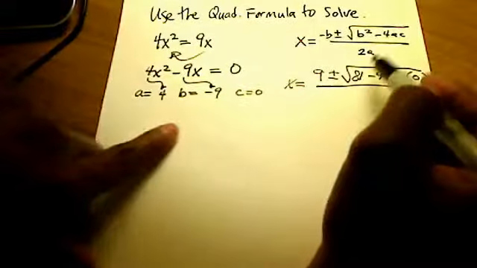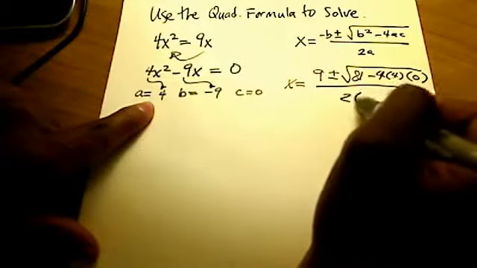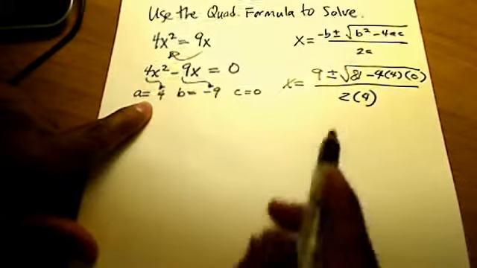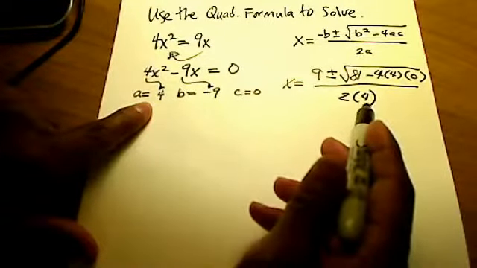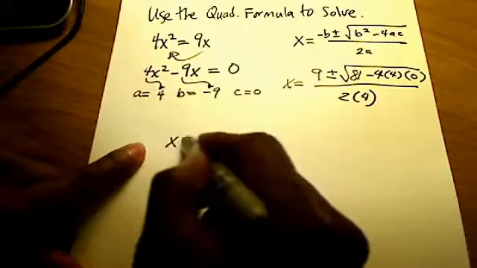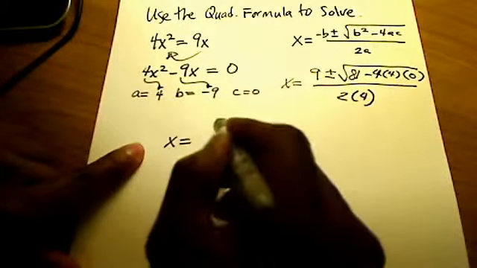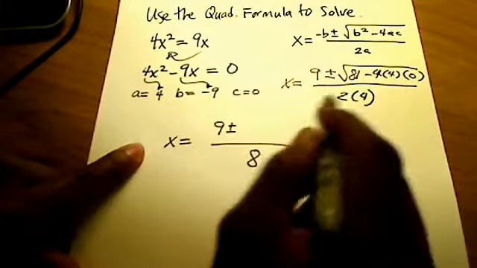All over 2 times a. Well, my a is a 4, so it's 2 times 4. Okay, so far so good. I hope you see that my denominator is just simply going to be an 8 because 2 times 4 is 8. All right, there's my denominator of 8. I also have this 9 out front, so it's 9 plus or minus.